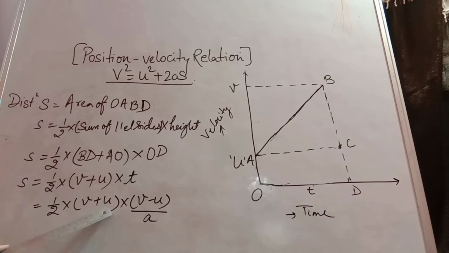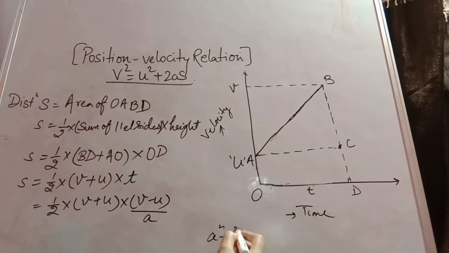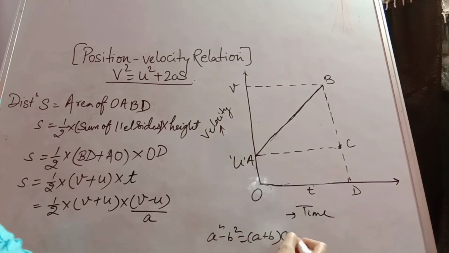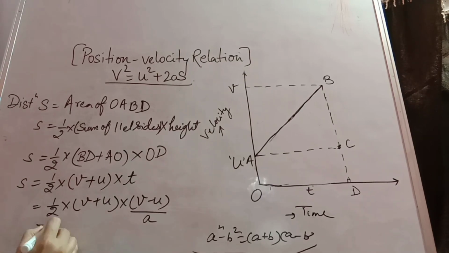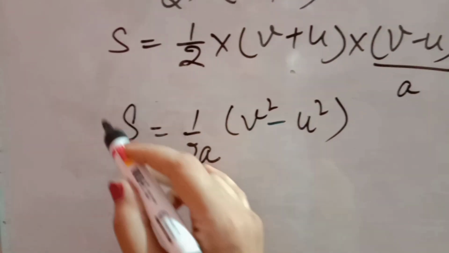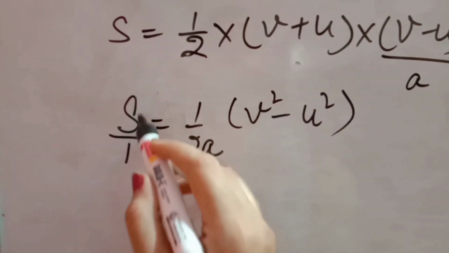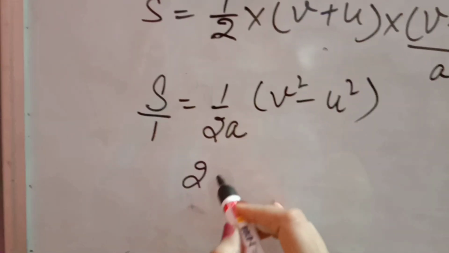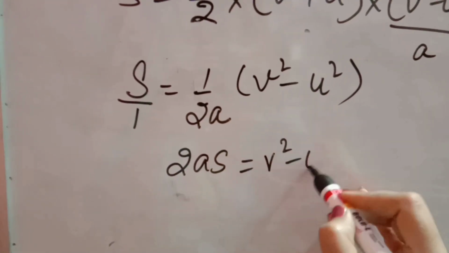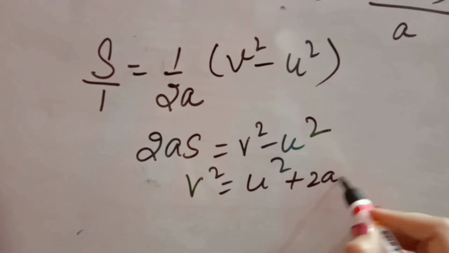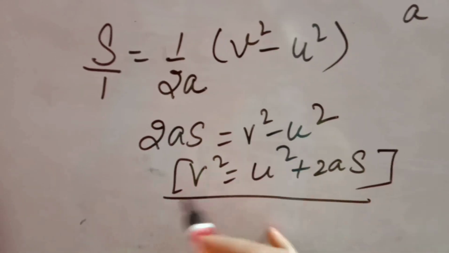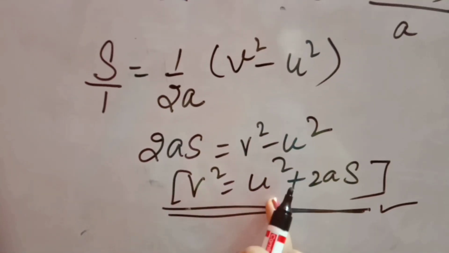Now look properly. V plus u, V minus u. You know the formula: A square minus B square is equal to A plus B, A minus B. Similar formula we apply here. V plus u, V minus u. So this is 1 by 2A, V square minus u square. Now do the cross multiplication, divided by 1 and take cross multiplication. It is 2as is equal to v square minus u square. Now v square is equal to u square plus 2as. This is your third equation of motion, also known as position velocity relation.